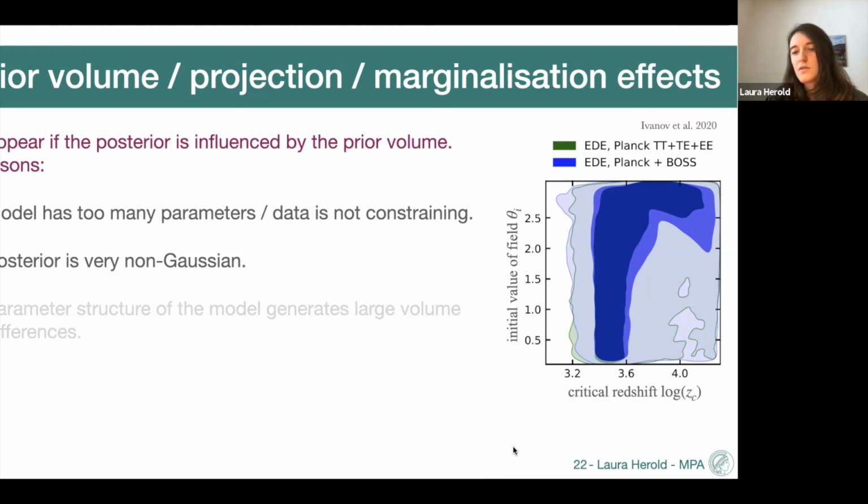And if one looks at the 2D posterior of the critical redshift versus the initial value of the EDE field, one finds that the data does not constrain those two parameters very well, and also that the posterior is very non-Gaussian.